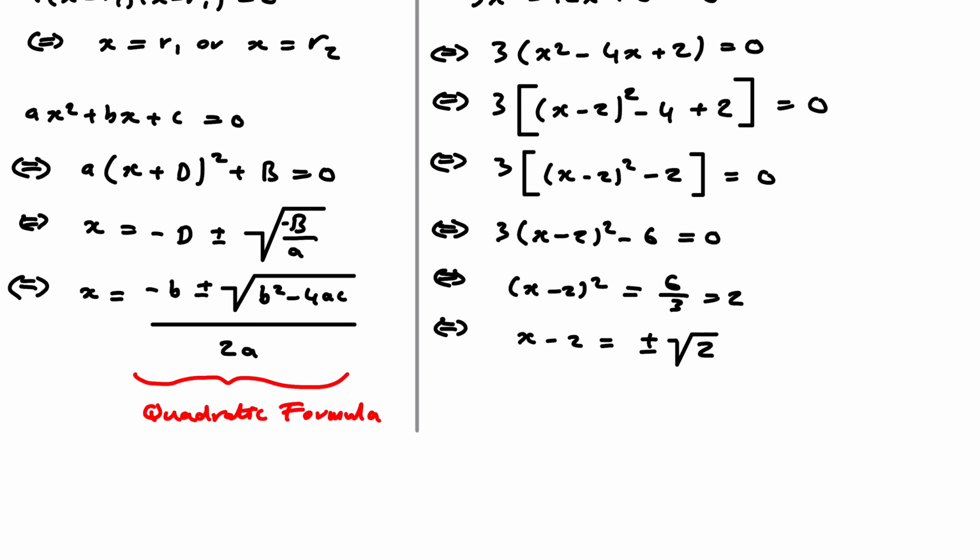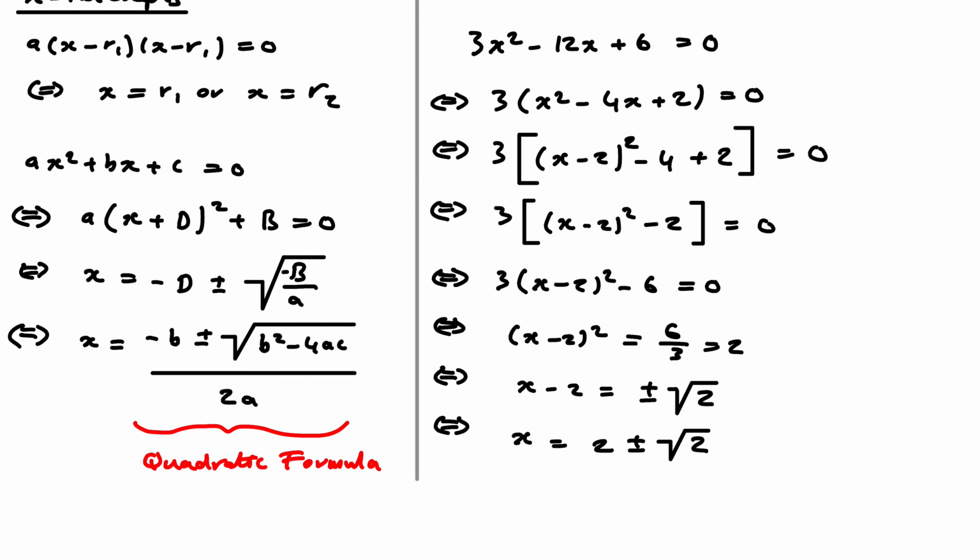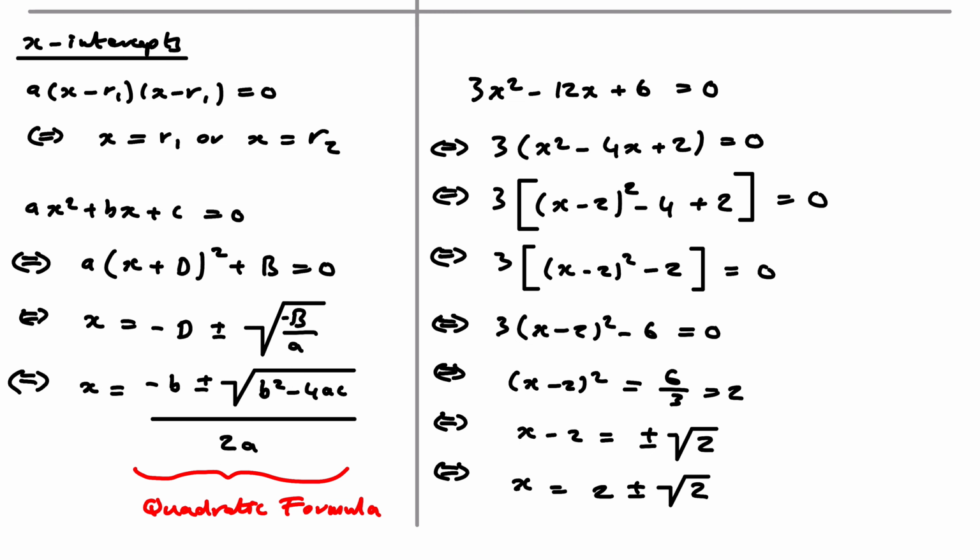And finally, you're going to add 2 to both sides. So this is if and only if x is equal to 2 plus or minus root 2, as you'd expect. Cool. So it's up to you which you'd rather use. The completing the square business feels more difficult, I think, to most people.